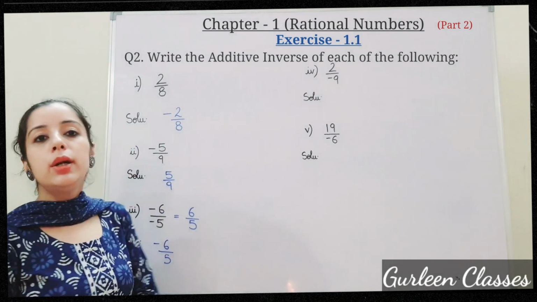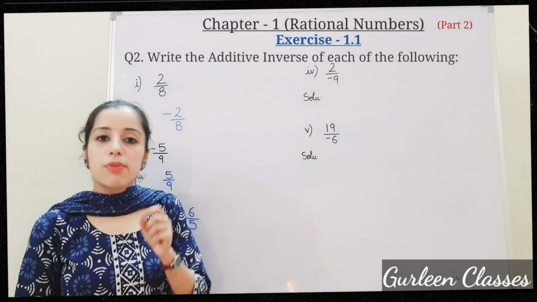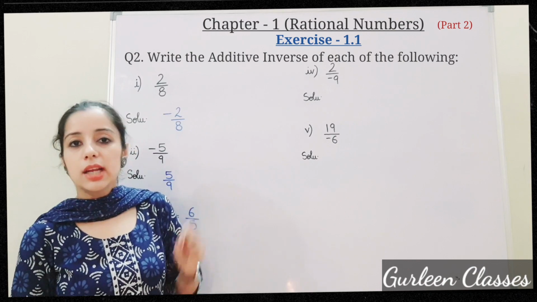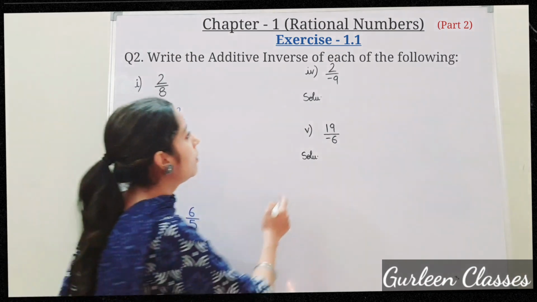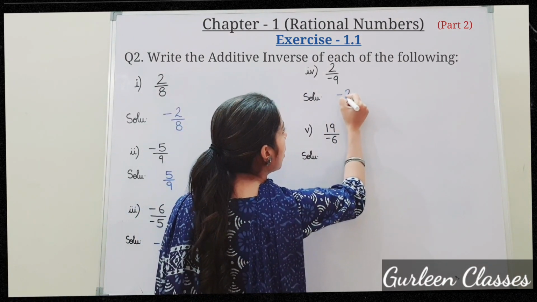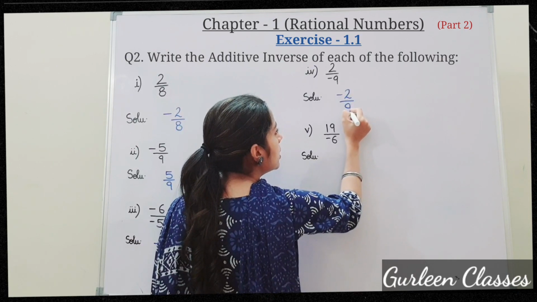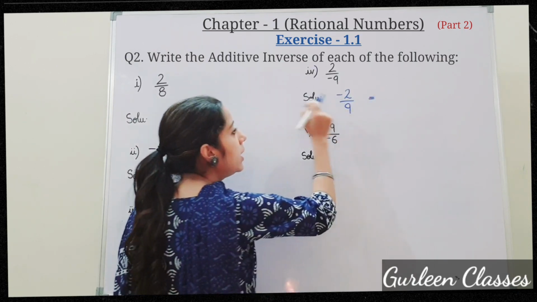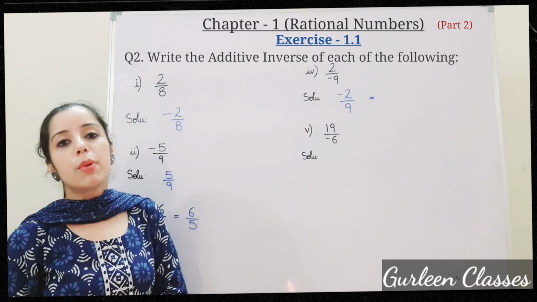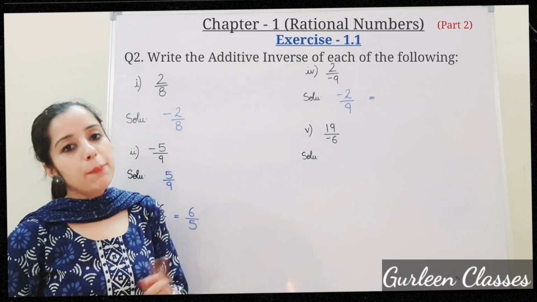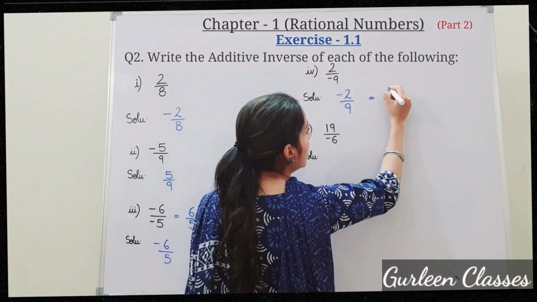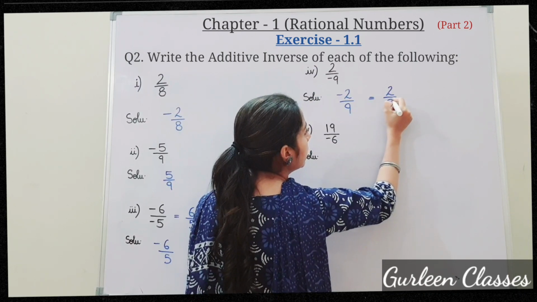Then fourth part, 2 upon minus 9. First let us write this in the standard form. In the standard form it will be minus 2 upon 9. So now let us find out the additive inverse of minus 2 upon 9. Minus will become plus. So your answer is 2 upon 9.